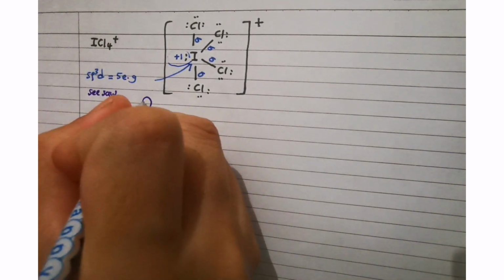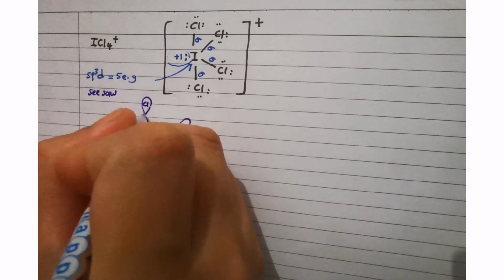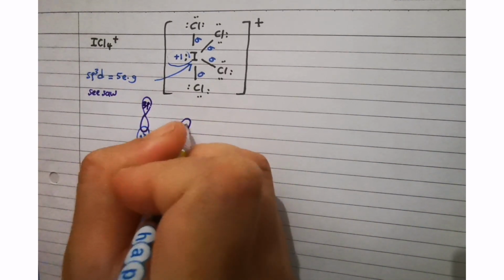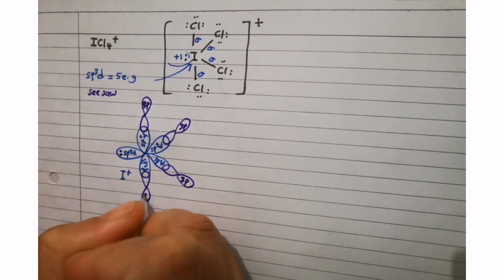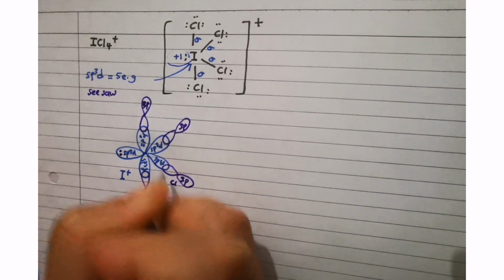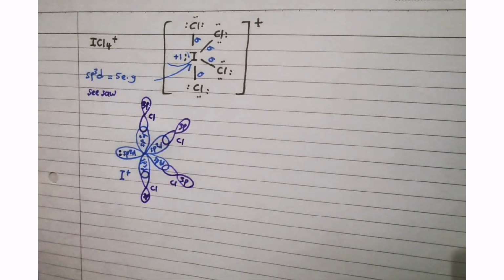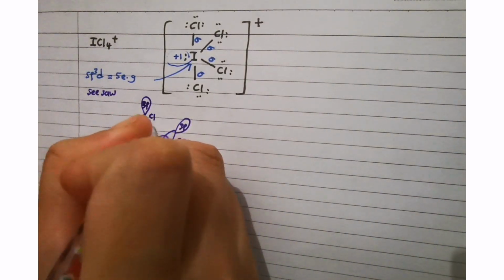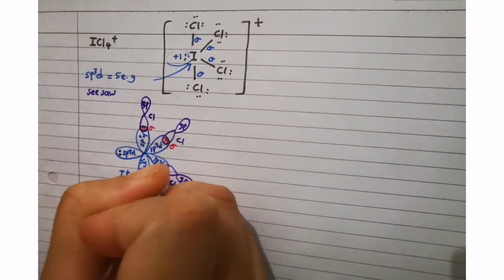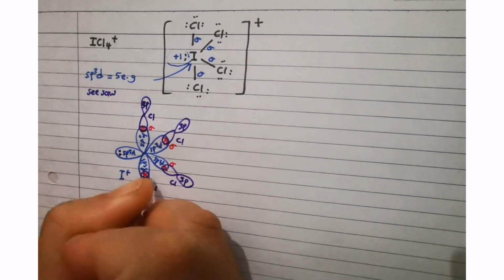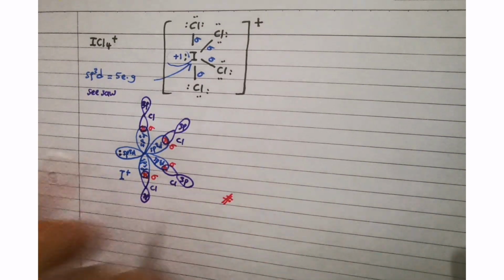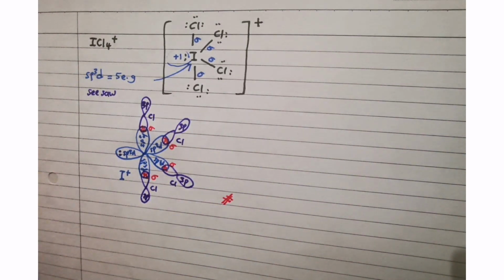Okay, so this is chlorine. So 3p of chlorine. And next, we will label the electron and the sigma bond. Right. So this is the orbital overlapping diagram for ICl4+.